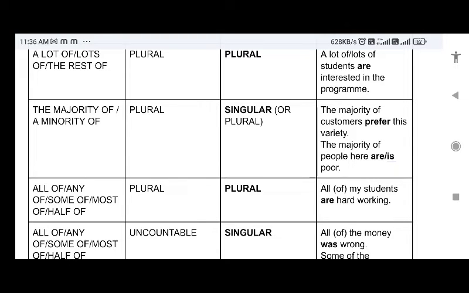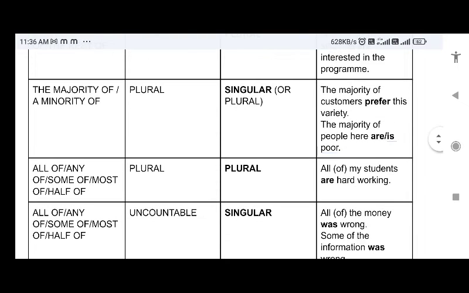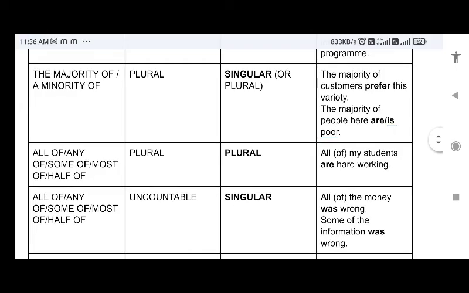The majority of people here are or is poor. Here, the sense is such that it can be expressed both in singular and plural form. So whatever you write there, whether singular or plural, doesn't count. You can always write either of your choice.